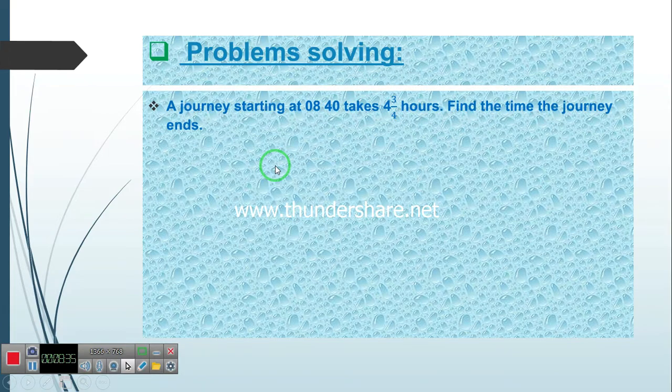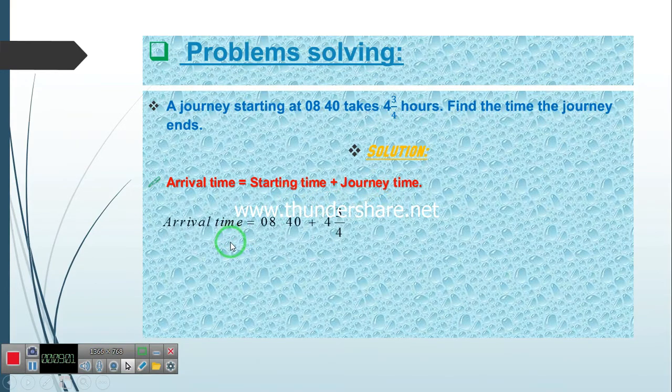We'll be using addition. You just take the starting time, or in some questions they say departure time or beginning time, it's the same, and add the spending time, lasting time, or journey time. So take a look at the solution. Arrival time equals starting time plus journey time. Substitute all together: the starting time here and the journey time here. This is the addition of time.